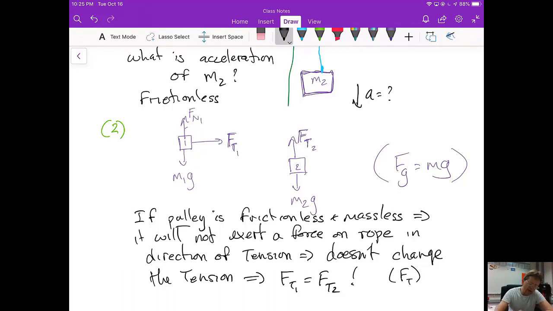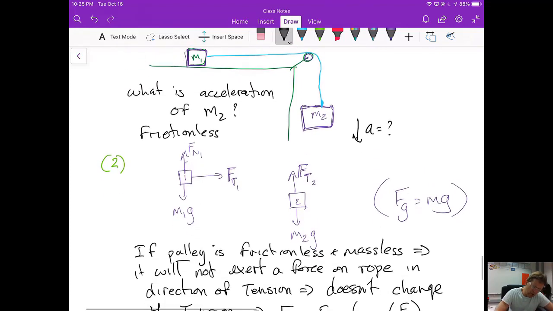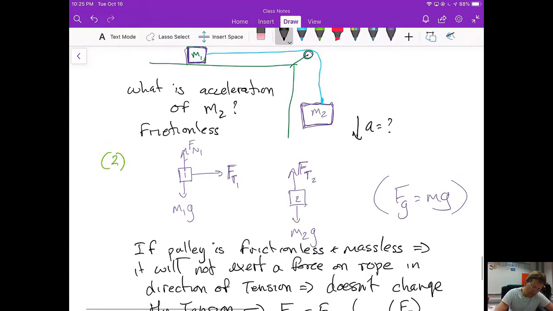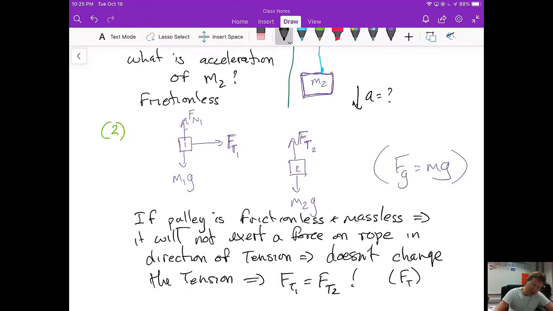In this case, therefore, if the pulley doesn't really impact the rope, if it doesn't have tension, or mass, or friction, then the two tensions, Ft1 and Ft2, are the same, and we'll just call it Ft. So we've got the same tension on each box. So that just allows us to know that Ft1 is equal to Ft2.